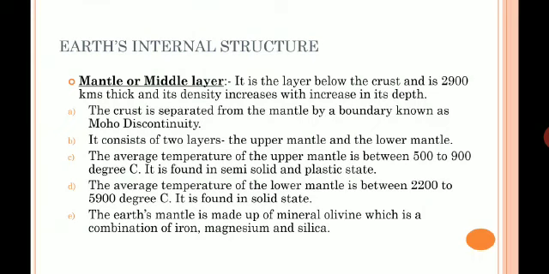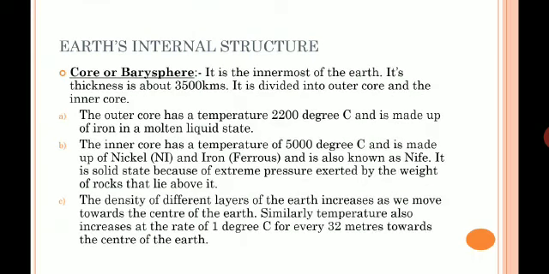Okay, let's move forward. Let's talk about the core, or barysphere. Core is also known as barysphere. It is the innermost layer of the earth. Its thickness is around 8500 kilometers. It is divided into outer core and inner core.